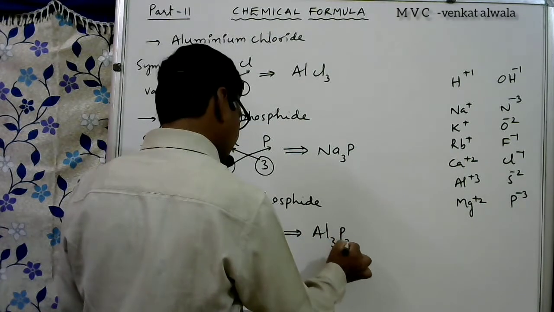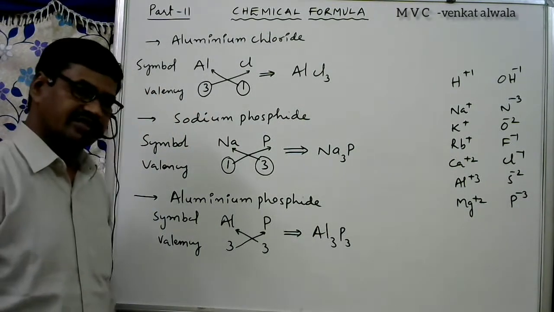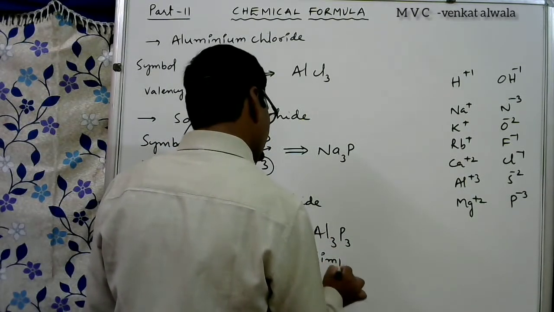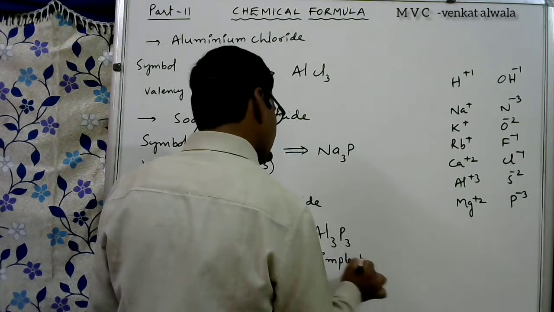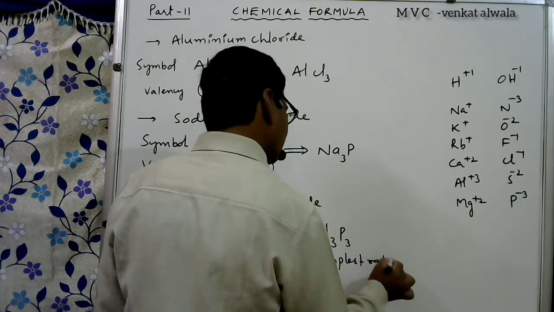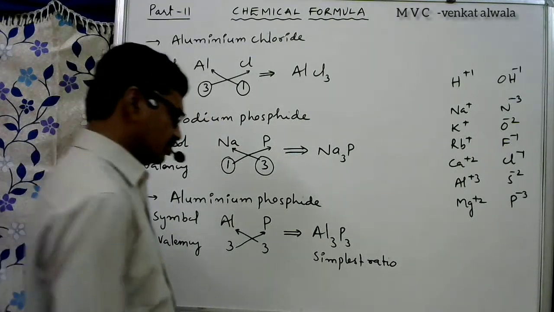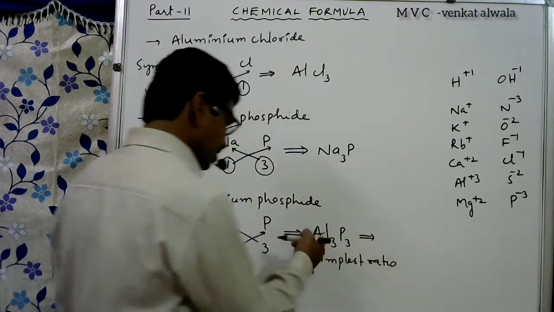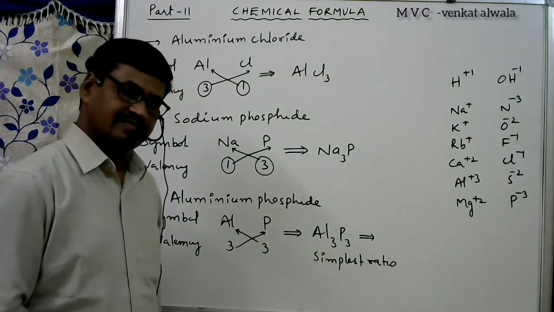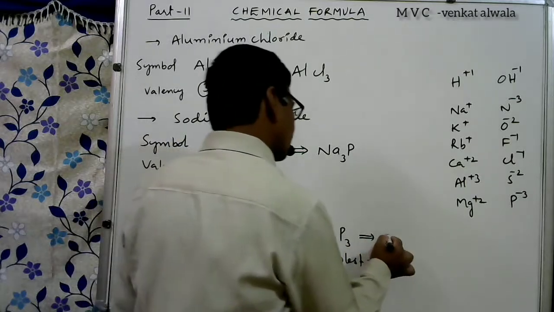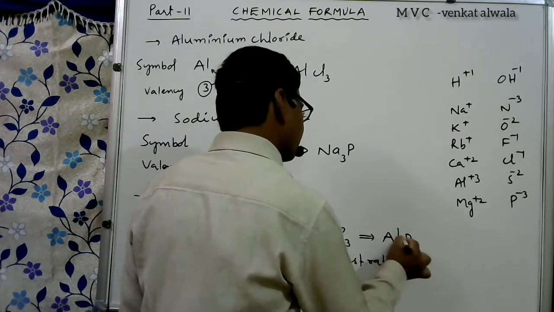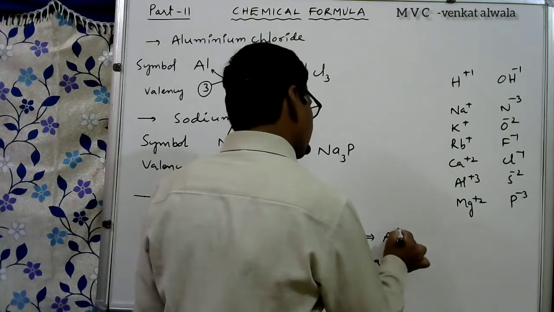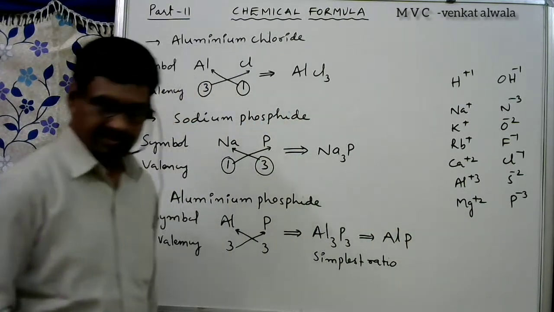Al3P3. But always we should consider the simplest ratio. Formula must always be in the simplest ratio. So this 3 and this 3 get cancelled. If you divide this formula by 3, here 3 ones are, here also 3 ones are. So the final formula is AlP. Aluminum phosphide formula AlP. Aluminum phosphide.